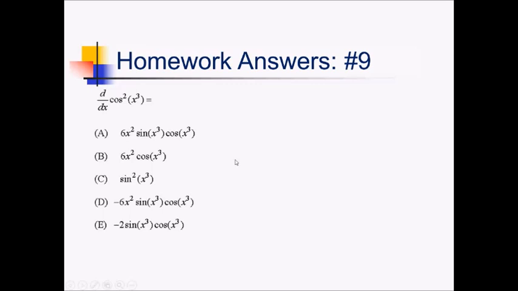On this problem, I'm trying to find the derivative of all this stuff. So I'm going to need a chain rule for this one. This is going to be the derivative of the outer function, which is squaring. So I'm going to have 2 times cosine of x cubed. The next function in is cosine itself. Derivative of cosine is negative sine, so we'll have negative sine of x cubed, times the derivative of the innermost function. Derivative of x cubed is 3x squared.